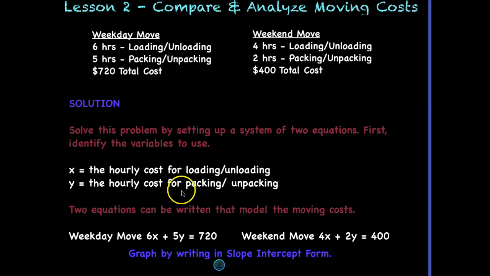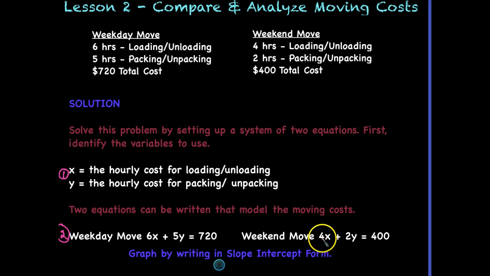And I can set that up. You can reverse this as long as you identify your variables. So the next step is to write your equations here. So this is step 1. And then step 2 is to actually write your equations using x and y and this data up here. So I know that it's going to take 6 hours times however much it costs to load plus 5 hours times however much it costs to pack, basically, for a total of $720.